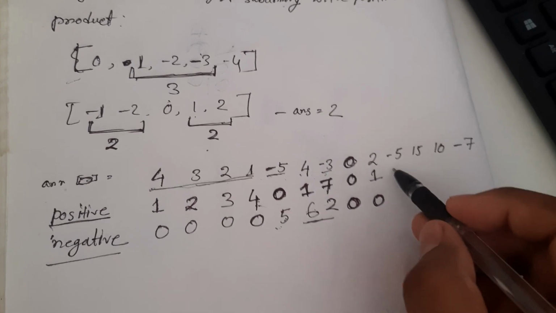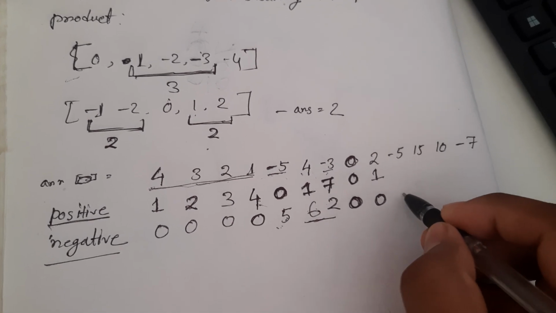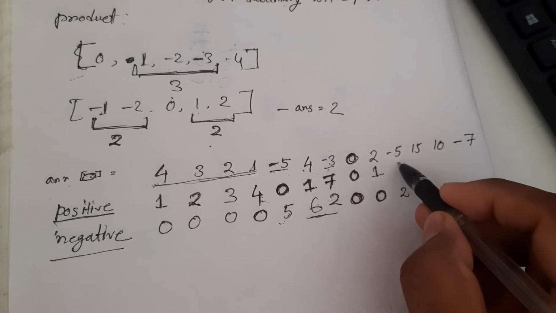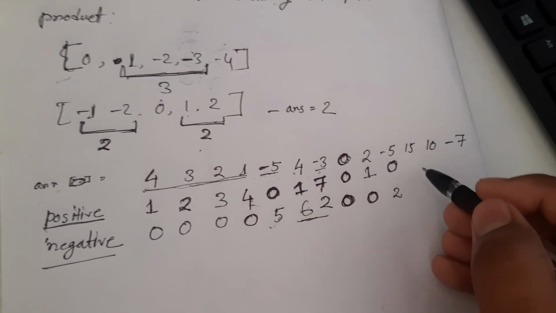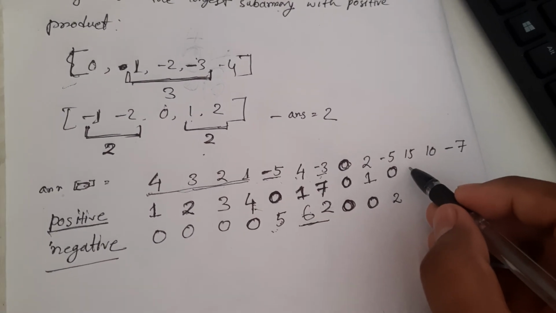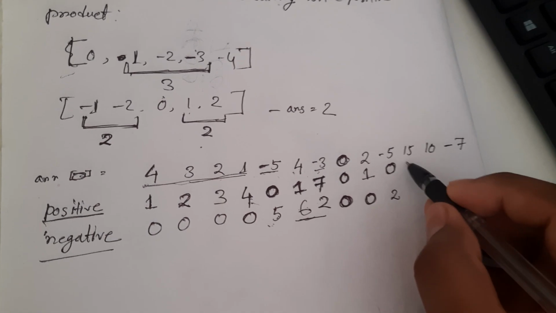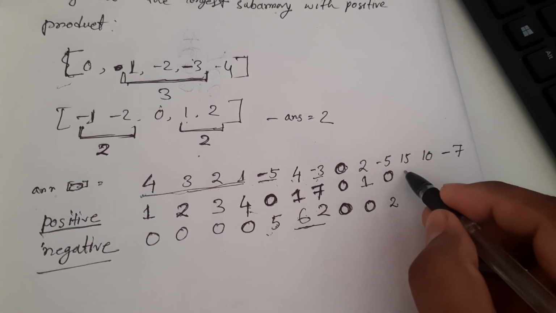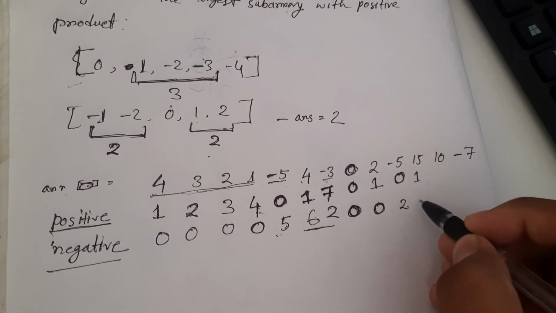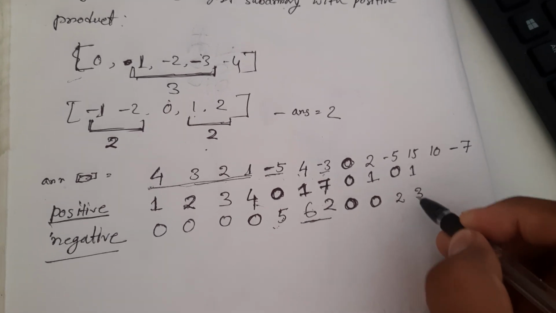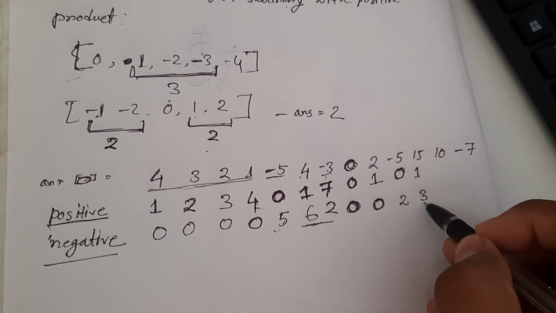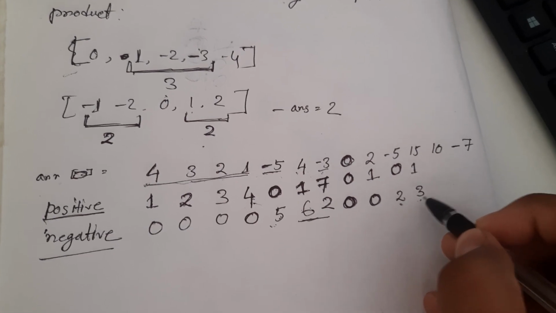Again we are getting a negative value, so the negative length becomes 2 and the positive length becomes 0 again. Then we are getting a positive value, so the positive length becomes 1, and in that case the negative length becomes 2 plus 1, which is 3.